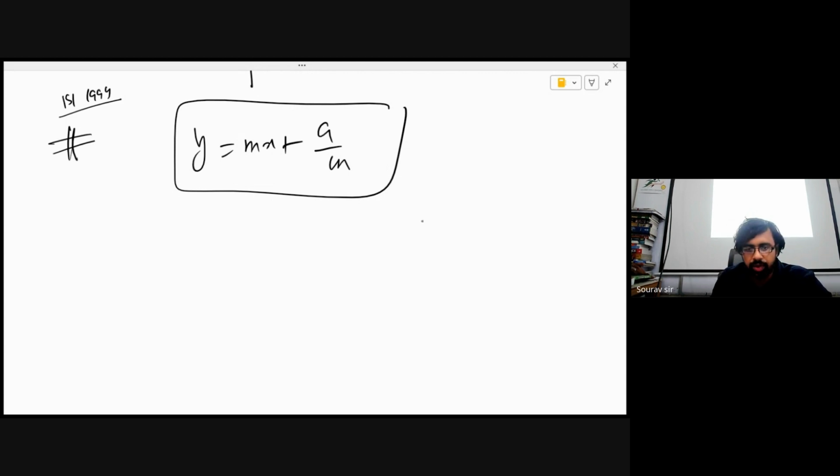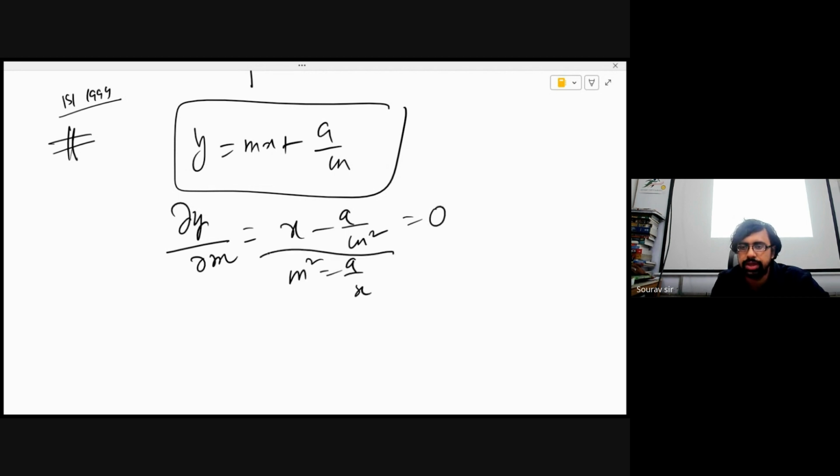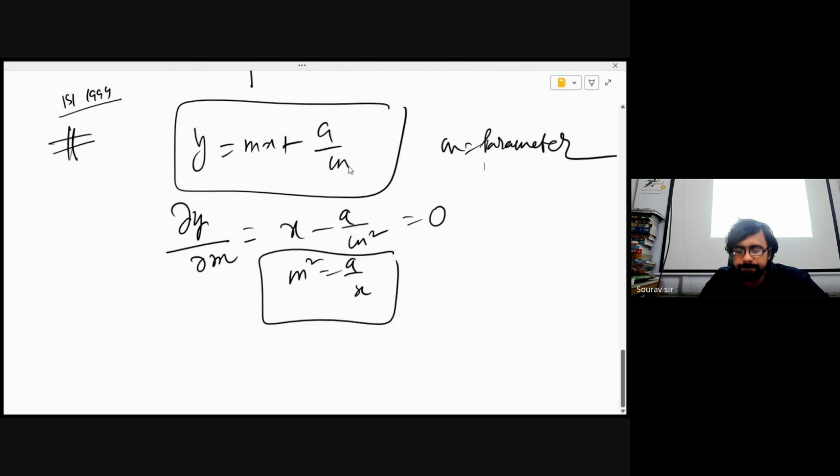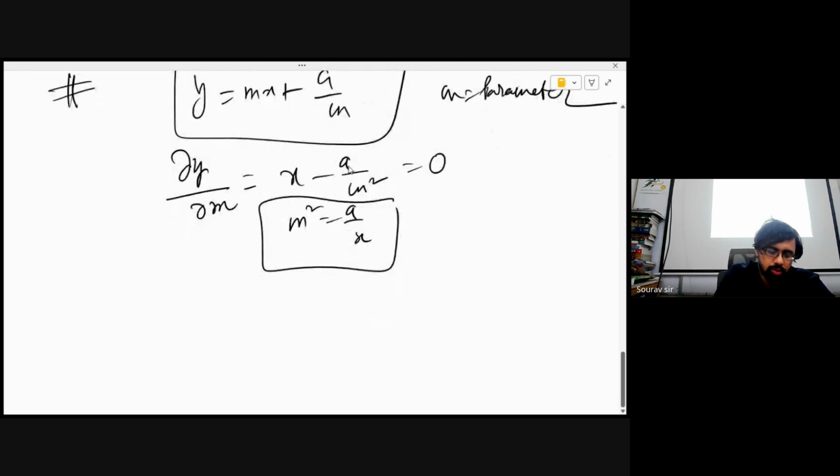बहुत आसान है. First, you have to partially differentiate with respect to m. So this is x minus a by m square, and that is equal to 0. So m square equal to a by x. Here m is obviously the parameter we know. Clear? So m is the parameter. Now remember, इसी को हम लोग को eliminate करना है. Okay. So we need to eliminate the m from the given system. How to eliminate that? Any idea?